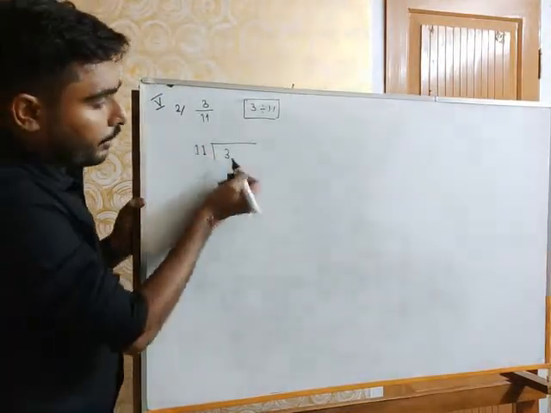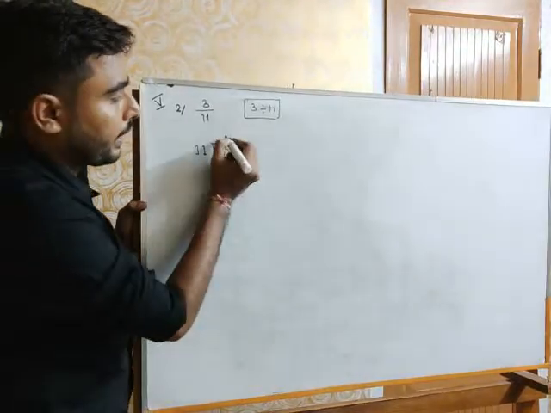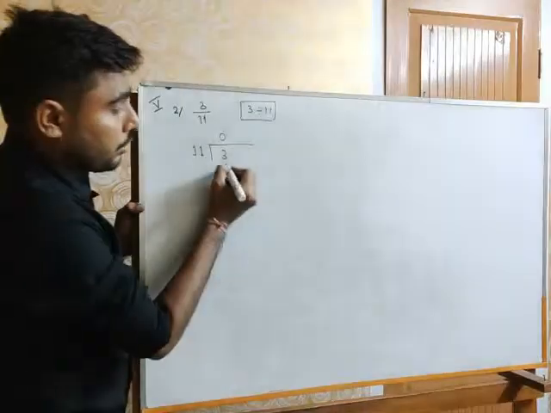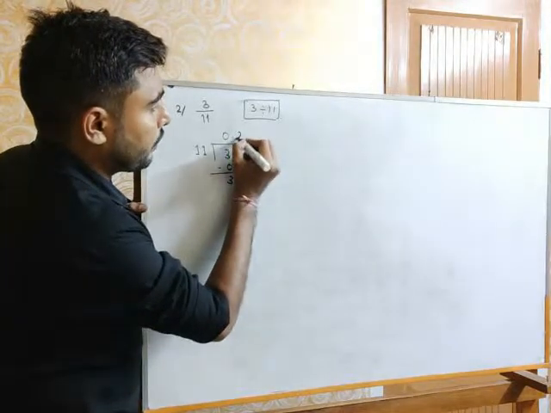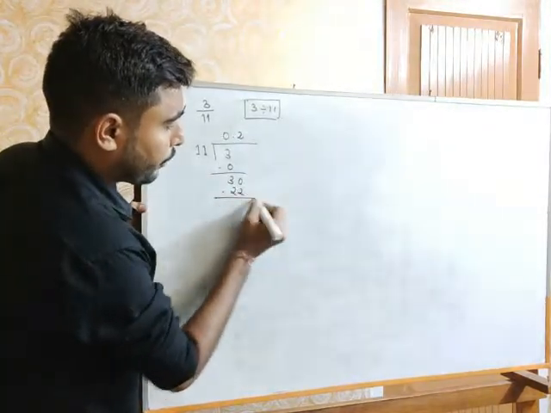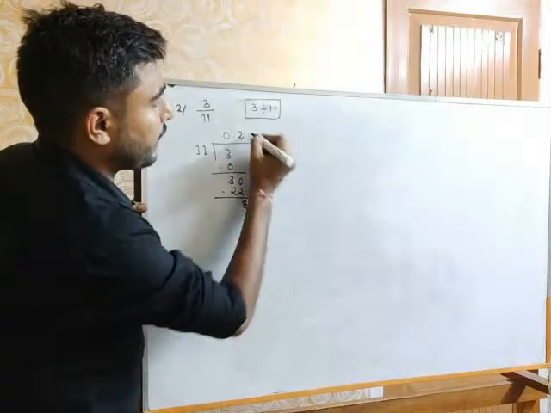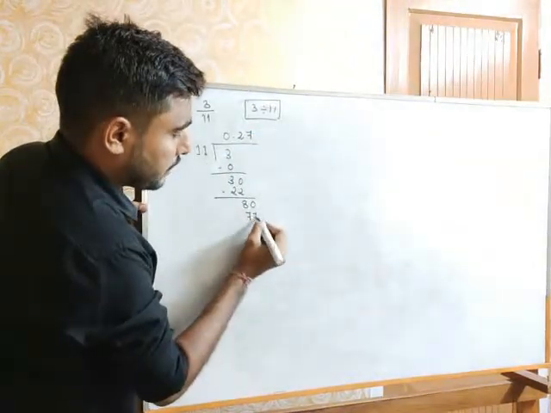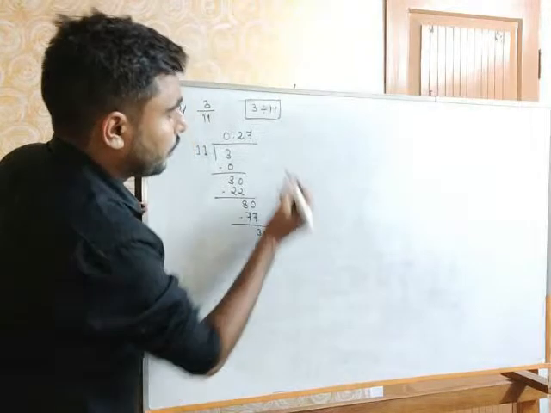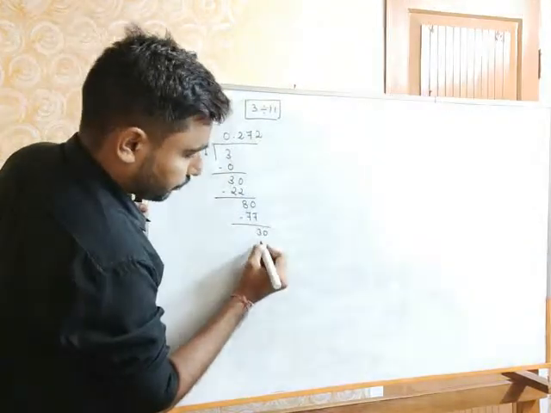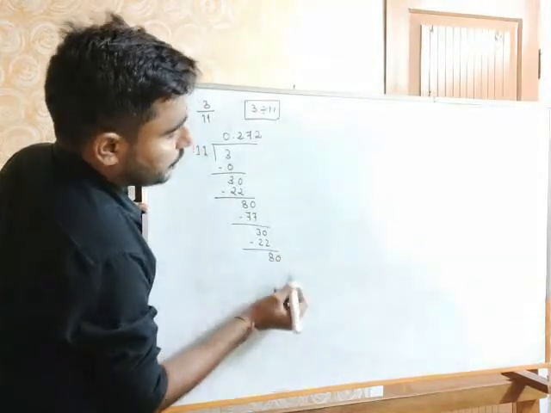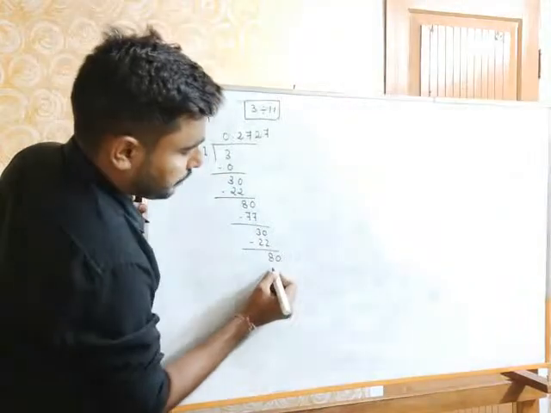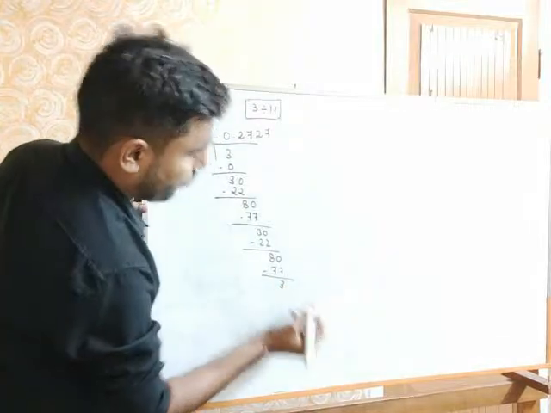So in the table of 11, how many times for 3? 0 times, 0 remains, what? 3. Decimal, 1 0 can be taken. 11 2 times 22, remains 8. 8 0 is 80. 7 times 77, remains 3. Again 1 0 can be taken. 2 times 22 remains 8. Again 7 times 77 remains 3.